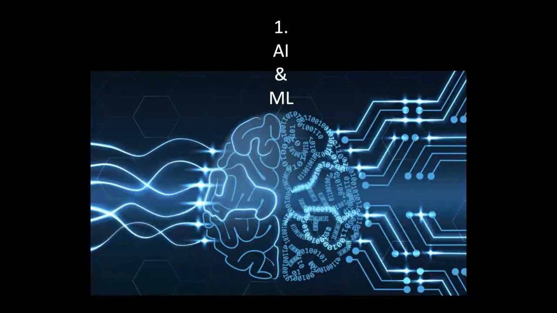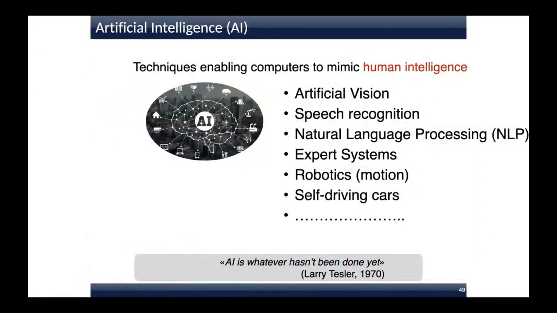So, artificial intelligence and machine learning. I guess most of you know that artificial intelligence comprises techniques that enable computers to mimic human intelligence. And there is a very long list of potential applications where artificial intelligence has proven to be very, very effective: artificial vision, self-driving cars, speech recognition, natural language processing, robotics, and so on and so forth.